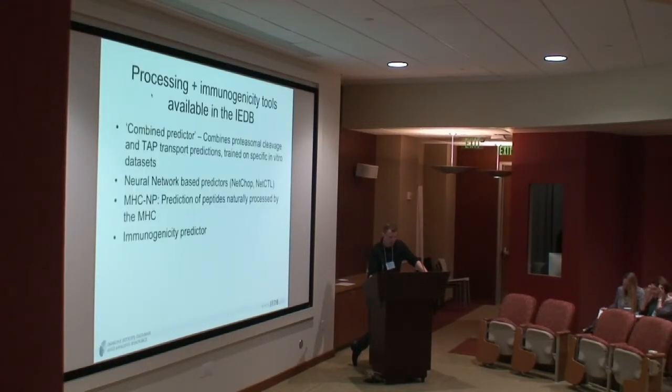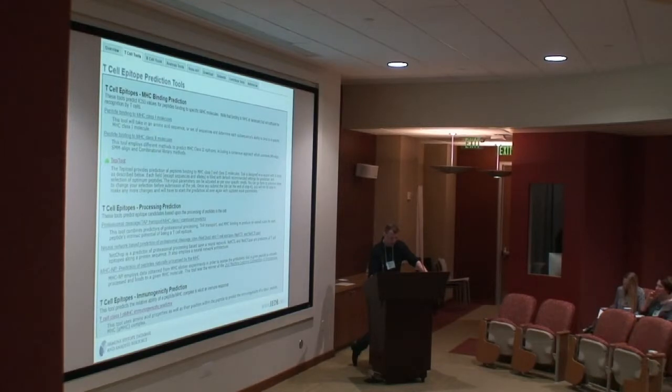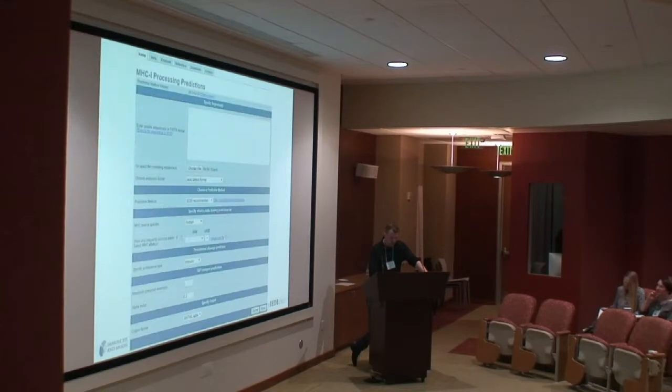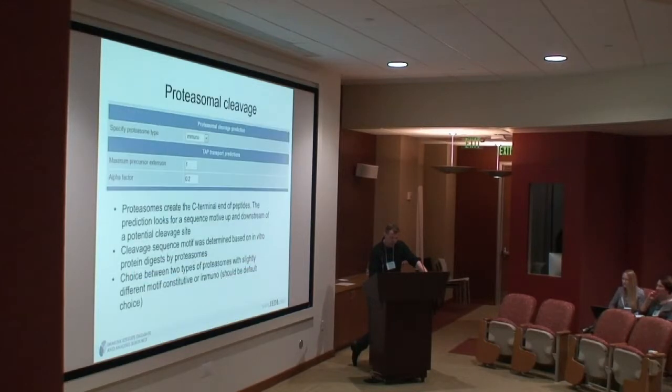And so we have different predictors that allow us to get at these other steps. I'll talk first about the combined predictor that adds proteasomal cleavage and TAP transport to the binding predictions. You find that here on the homepage for the analysis tools. If you click on that, you come to this page where you have a very similar looking interface to what you saw before for the MHC binding predictions, where you can enter your peptide here and define the MHC allele of interest, but you have these additional fields down there for proteasomal cleavage and TAP transport predictions.